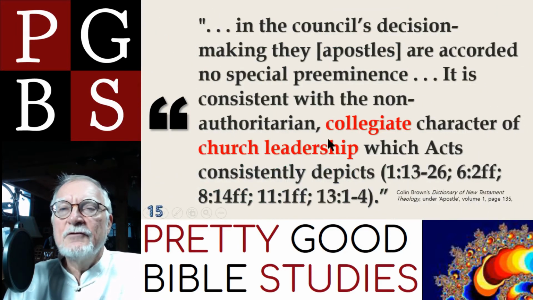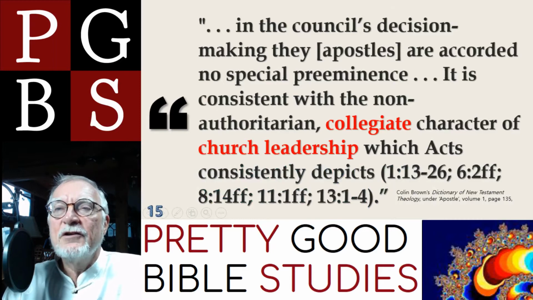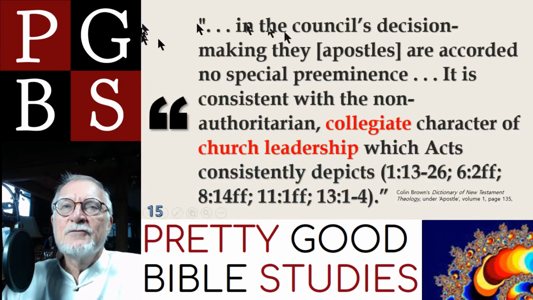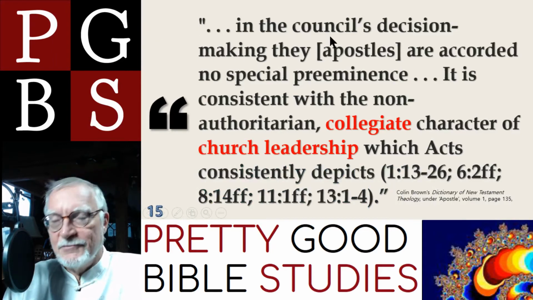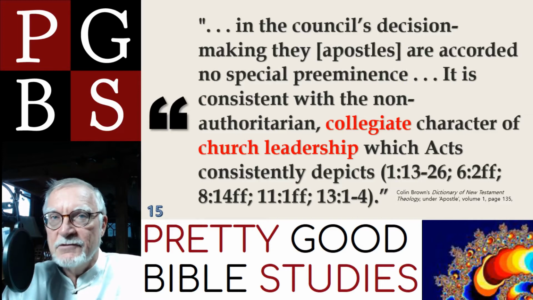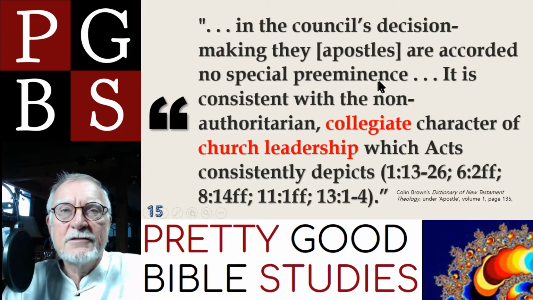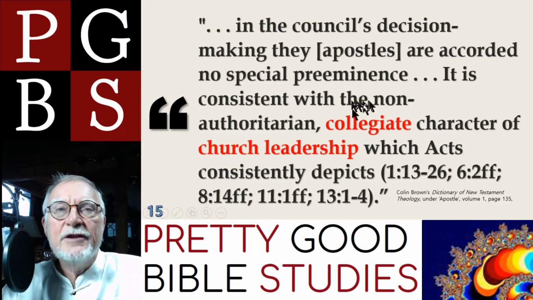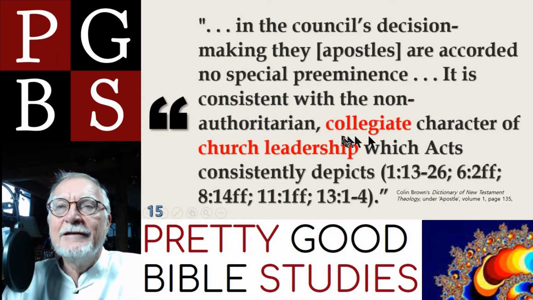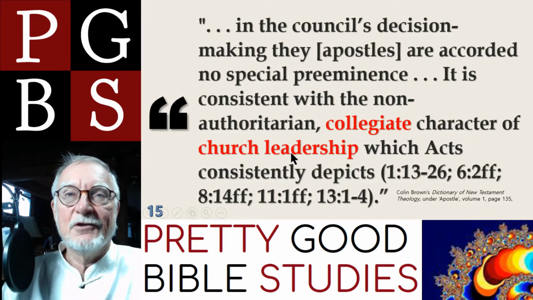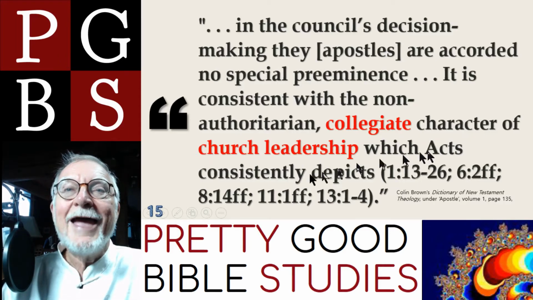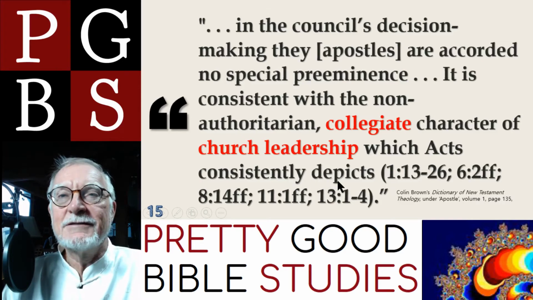Now here is a quotation from Colin Brown's Dictionary of New Testament Theology. This is what Colin Brown says. In the councils, this is referring to the Jerusalem Council, Acts 15, which we just mentioned. In the council's decision-making, they, the apostles, are accorded no special preeminence. It is consistent with the non-authoritarian, collegiate character of church leadership, which Acts consistently depicts.